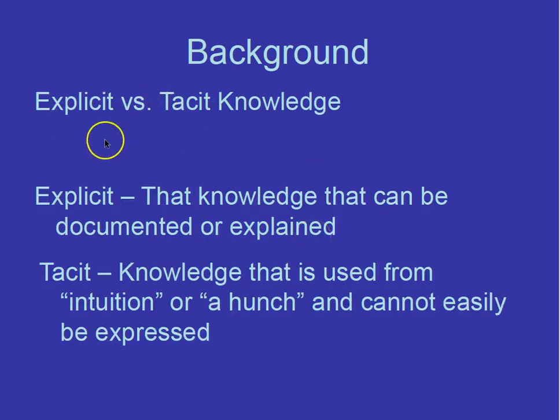And then explicit versus tacit knowledge. Explicit is knowledge that can be documented or explained. Tacit knowledge is used from intuition or a hunch and cannot easily be expressed. So you want to have the explicit knowledge when you're working with circuits. Having hunch knowledge is good to an extent, but if you're really troubleshooting electronic circuits, then you should know the documentation, and you should be able to explain what is happening in the circuit.